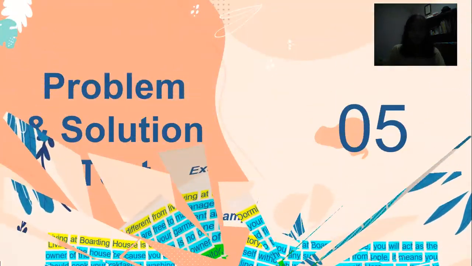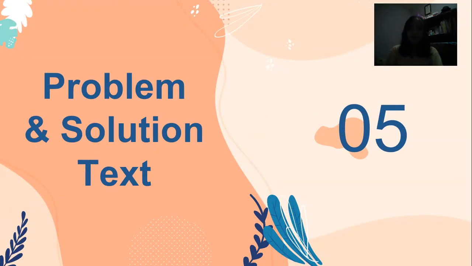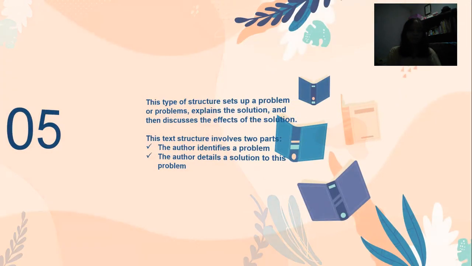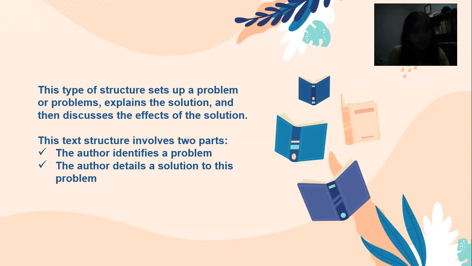And then the last, problem and solution text. I will explain about problem and solution text. This type of structure sets up a problem, explains the solution, and discusses the effects of the solution.